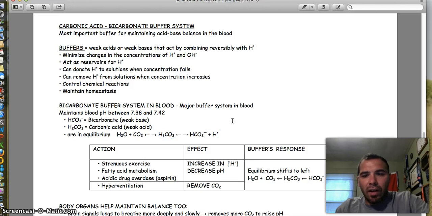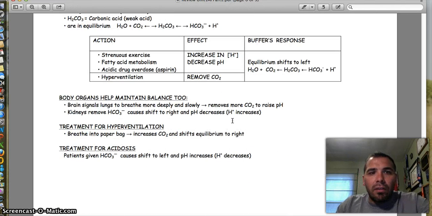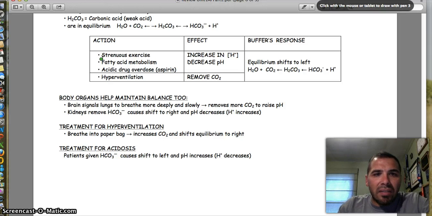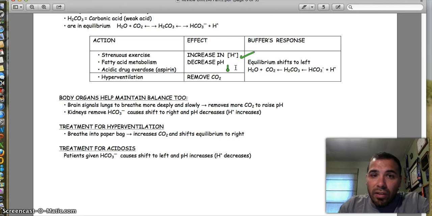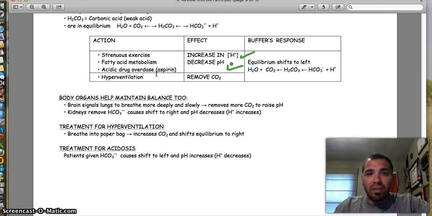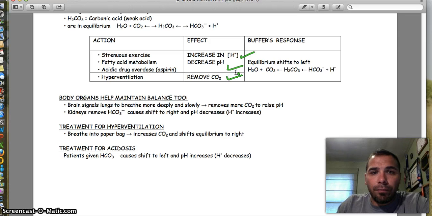So the action there is strenuous exercise, fatty acid metabolism, or an acidic overdose of aspirin. It's going to increase the H pluses, which is going to decrease our pH. Remember, decreasing pH means becoming more acidic. Or if you hyperventilate, you remove CO2.